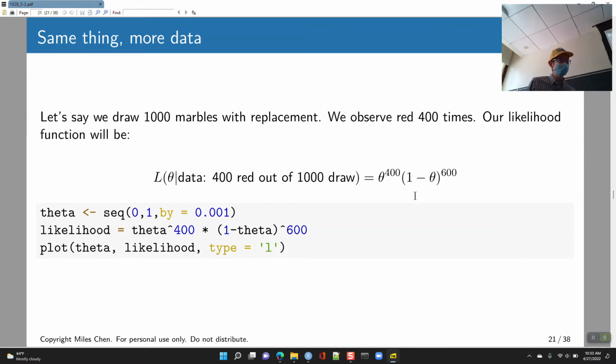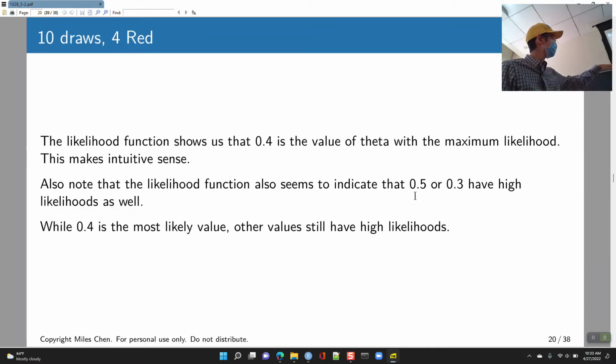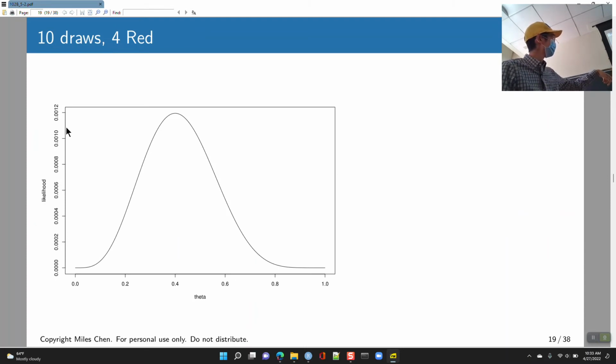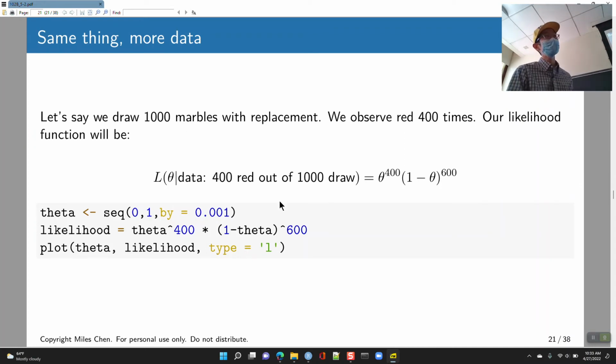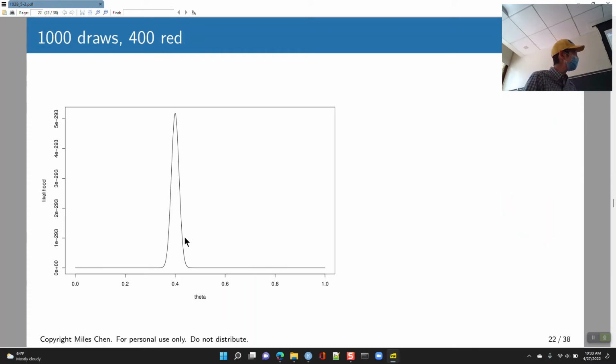It's a lot more narrow. First of all, the numbers back here, 4 red out of 10 draws, are not huge. 0.0012 is kind of our max. Now our numbers are going to be a lot smaller. Also, the likelihood function is a lot more narrow. And so if we look at this, it looks like this.